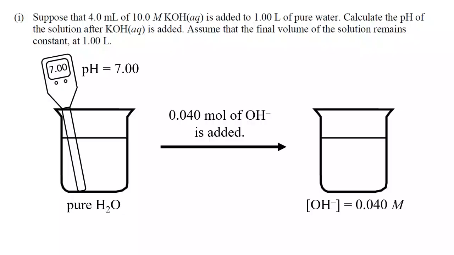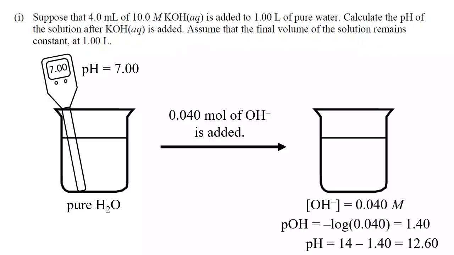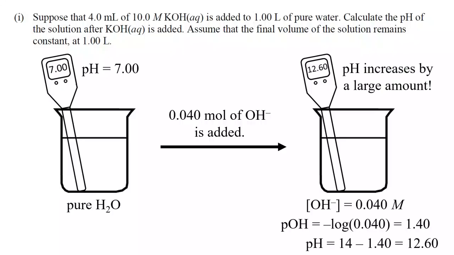We're two steps away from figuring out the pH. First, let's take the negative log of 0.040, which is the concentration of hydroxide, and that gives us the pOH, not the pH, but the pOH. We get 1.40. Then if we do 14 minus the pOH, so 14 minus 1.40, what happened to our pH is it was 7, and now it's 12.6. So because water is not a buffer, the pH increases by a very large amount.